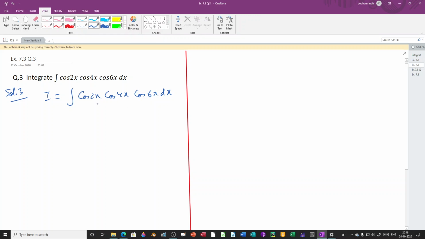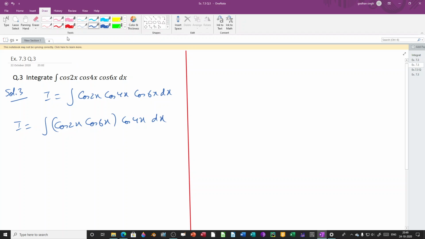You can see that if we take the mean of 2x and 6x, the sum will be 8x, and on taking the mean it will be 4x. That will be equal to the other trigonometric function. So let us combine cos 2x and cos 6x together, and cos 4x we will keep separately. So we will be getting I equal to integration of cos 2x into cos 6x into cos 4x dx.